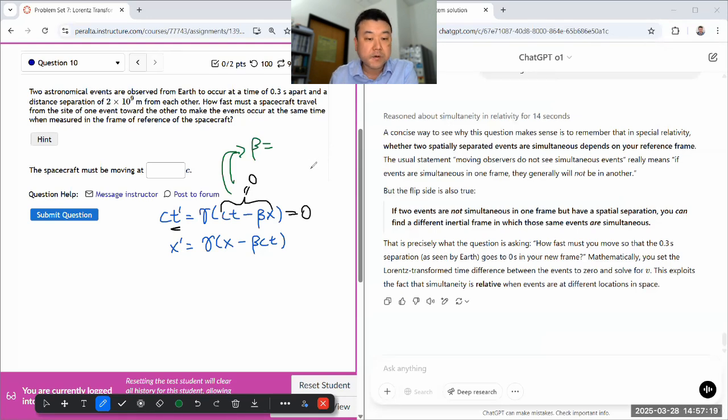Oh, I guess this is the place where I can make a mistake. So beta ought to be equal to Ct divided by x. I'll say x divided by Ct instead. So x is 2 times 10 to the 9 meters, divided by 3 times 10 to the 8 meters per second times 0.3 seconds. So the whole thing has unit of meters. So I calculate this out.